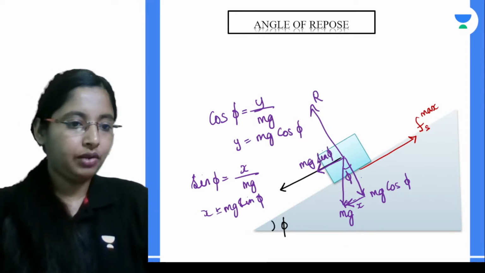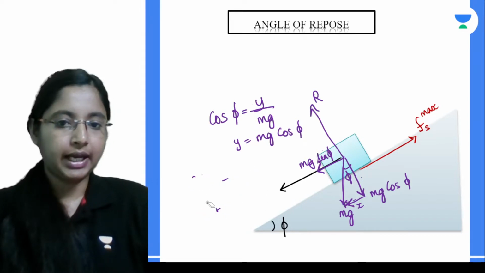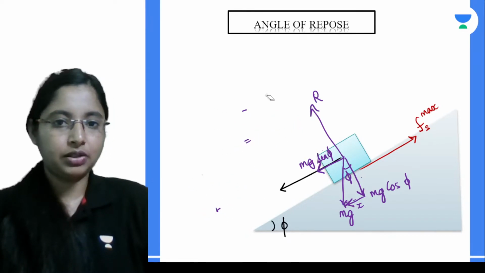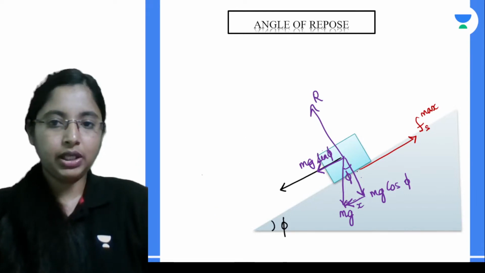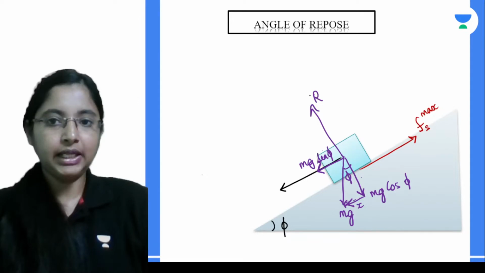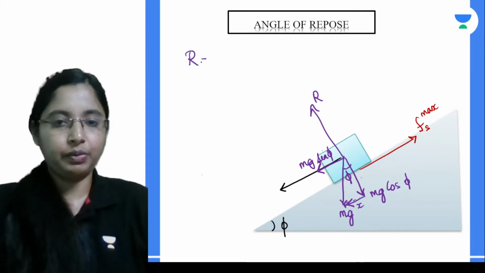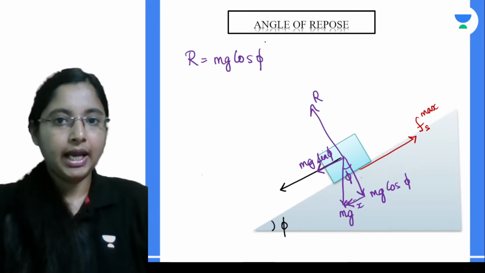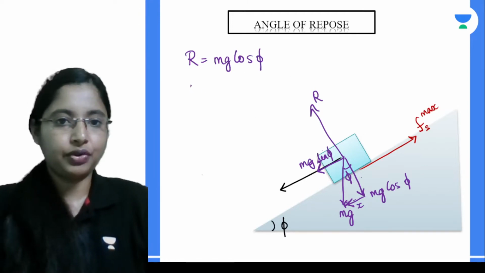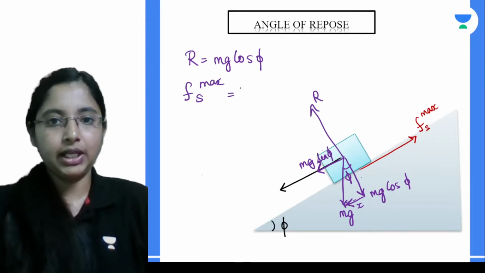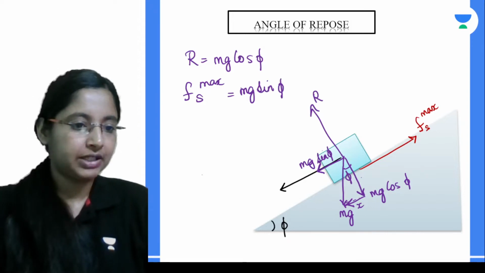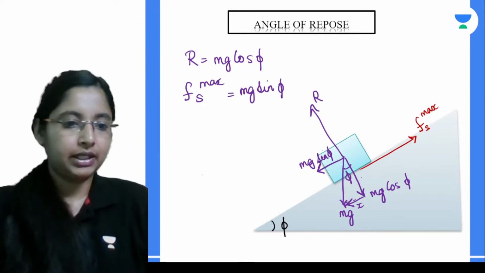Now we have all the forces acting on this particular object, and we can resolve these forces. Let's look at all the vertical forces. Here this reaction force will be equal to the mg cos phi component. And this friction force that we see is equal to the mg sin phi component. Why? Because we kept the object such that it just begins to slide.